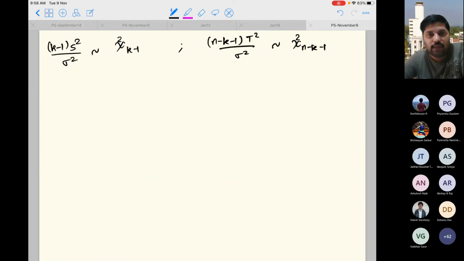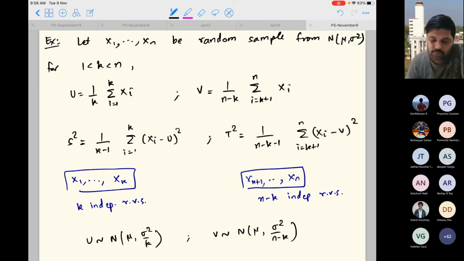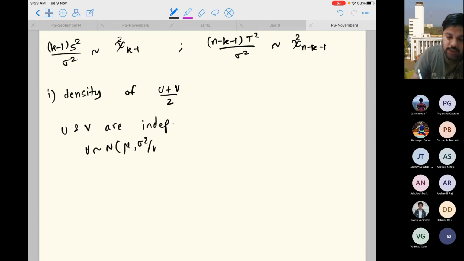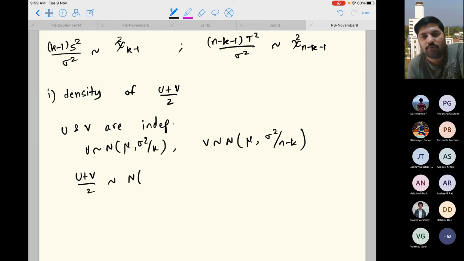Now, if that is the case, can you tell what is the density of (U plus V) by 2? You know the density of U, you know the density of V. You know that U and V are independent, correct? So this is what we know: U follows normal mu, sigma square by k, and V follows normal mu and sigma square by n minus k. So what is the density of (U plus V) by 2 from here? Can you tell? What will happen to the means?